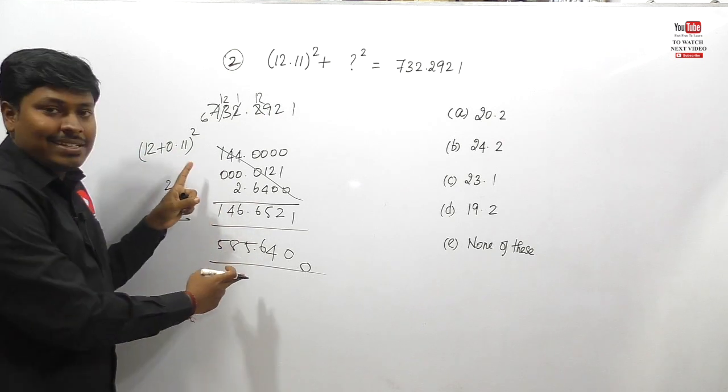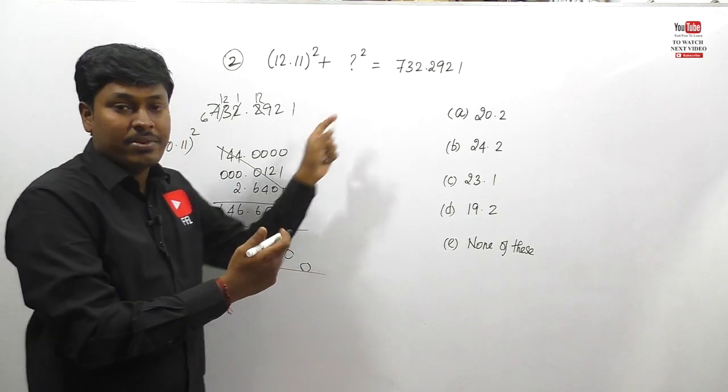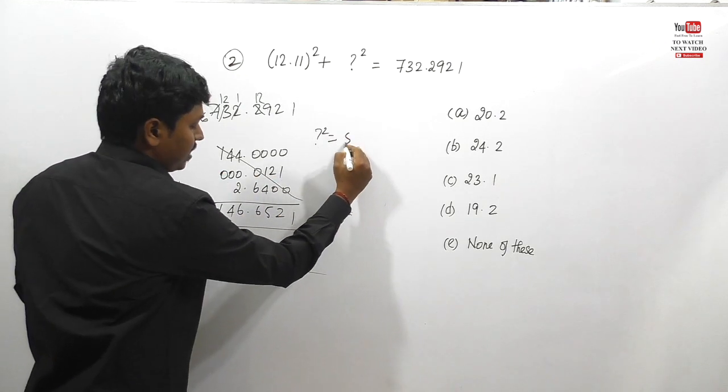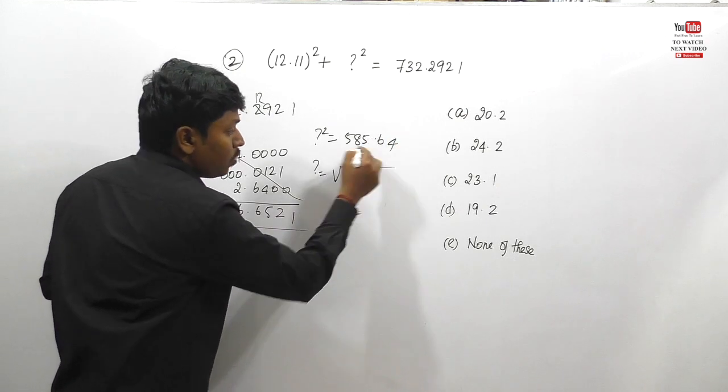Friends, this is easy, right? This takes you nearly 30 to 35 seconds. Next thing, we need to find what is question mark square. So question mark square, now we found that 585.64. Now we need to find question mark is equal to root of this number.